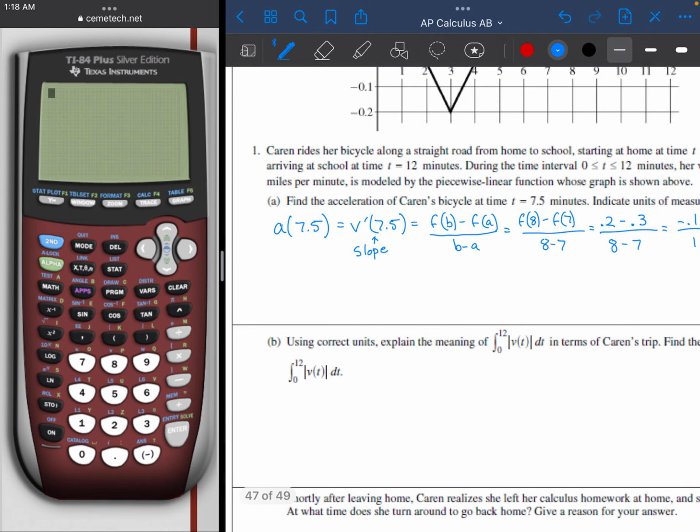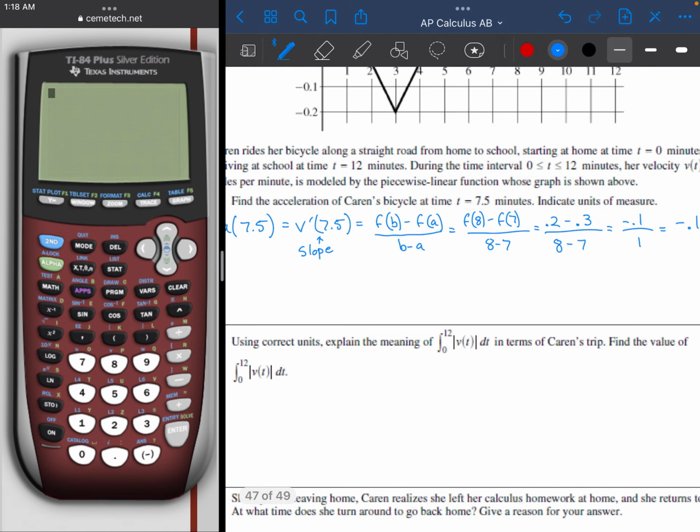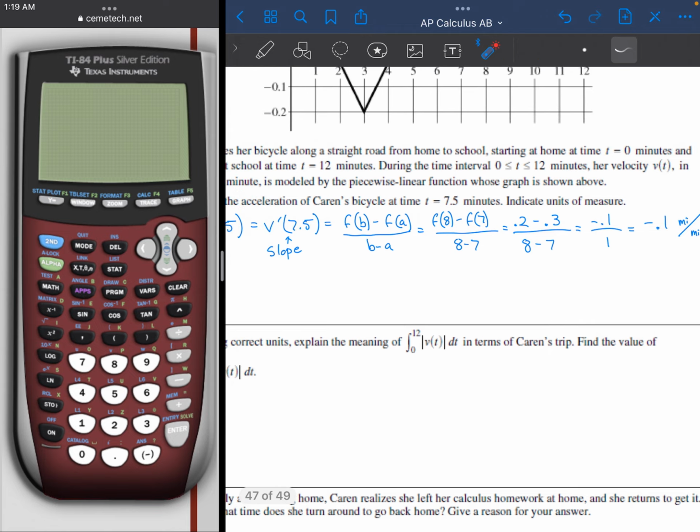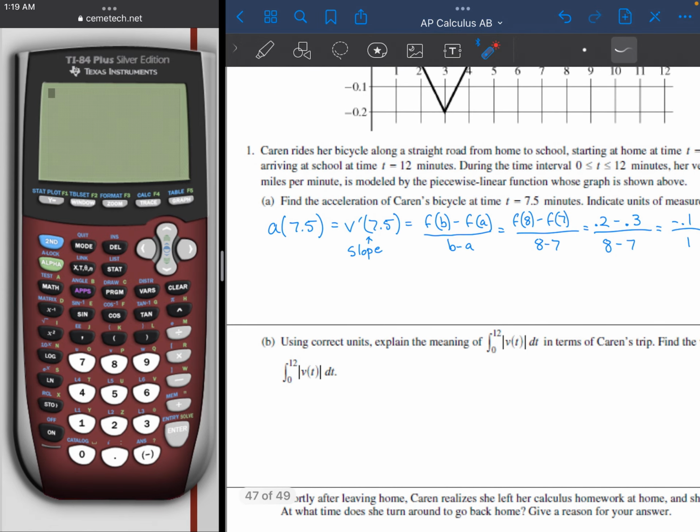All right. Using correct units, explain the meaning of that thing. What did I just say in the last problem? I said that you only have to have one absolute value definition memorized, and that is total distance traveled. So that's what that means. It is the total distance traveled between 0 and 12. And then we need to find it. Okay, so there are two pieces. Don't forget that there is a second piece.